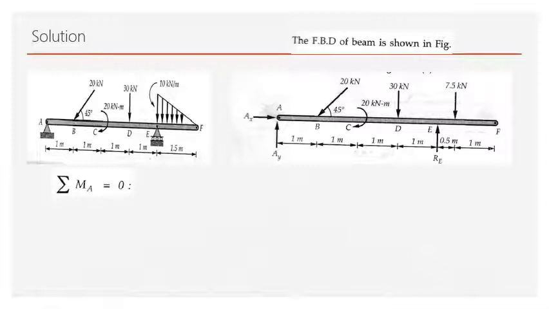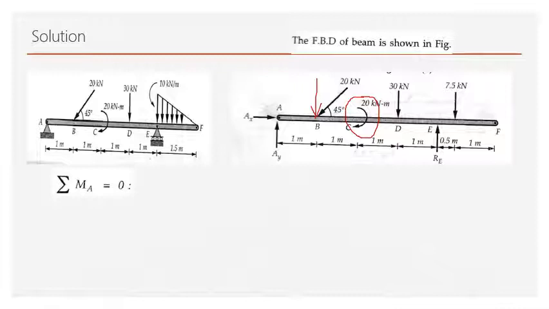The vertical component that acts downwards, right? So that is 20 sine 45. It is at a distance of 1 meter, so 20 sine 45 into 1. Yes, of course, the couple moment is here. You have to directly write down as 20 kilonewton meter. Don't multiply the moment by the distance.